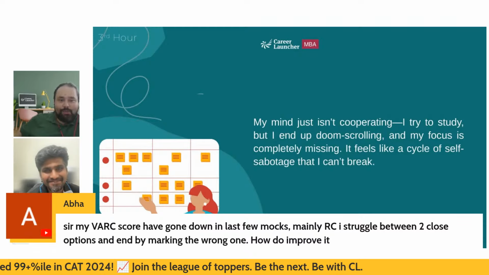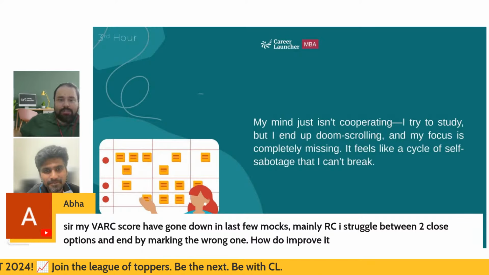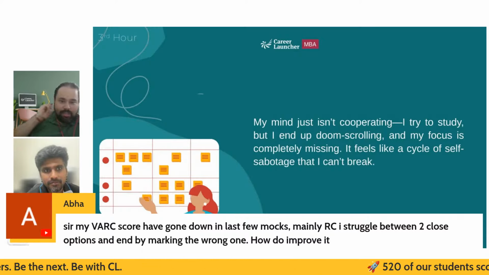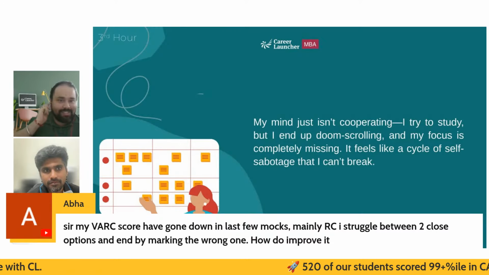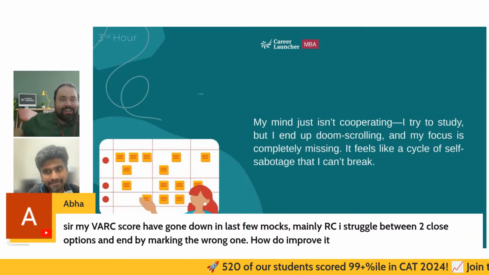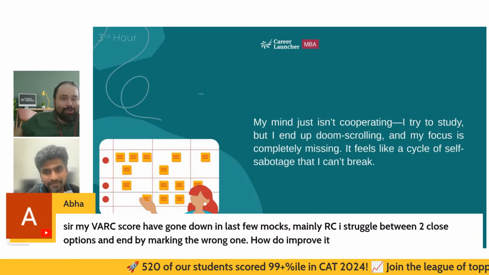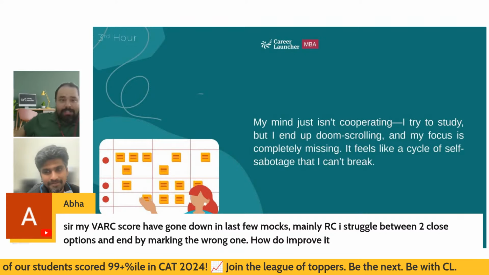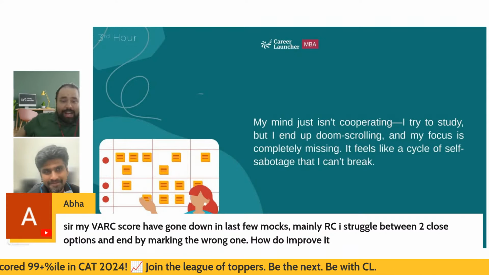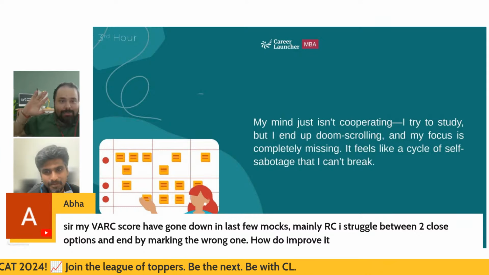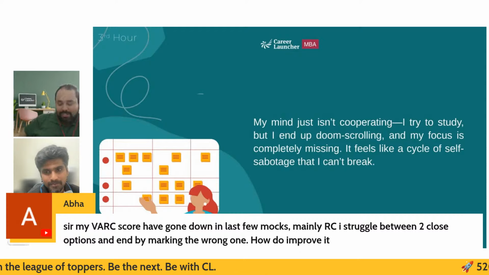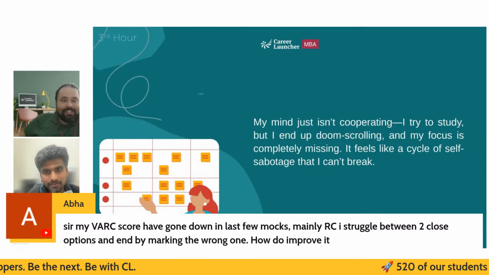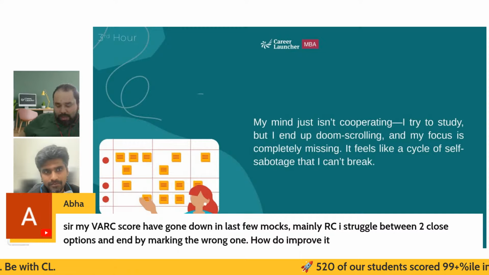So my VARC score has gone down in the last few mocks. Mainly in RC, I struggle between 2 close options and end up making mistakes. Who doesn't? Who doesn't struggle in RCs between 2 close options? I'm sure if there are 100 odd people in the chat right now, 98, 99 of them are saying yes, it happens with me too. I struggle between 2 close options.